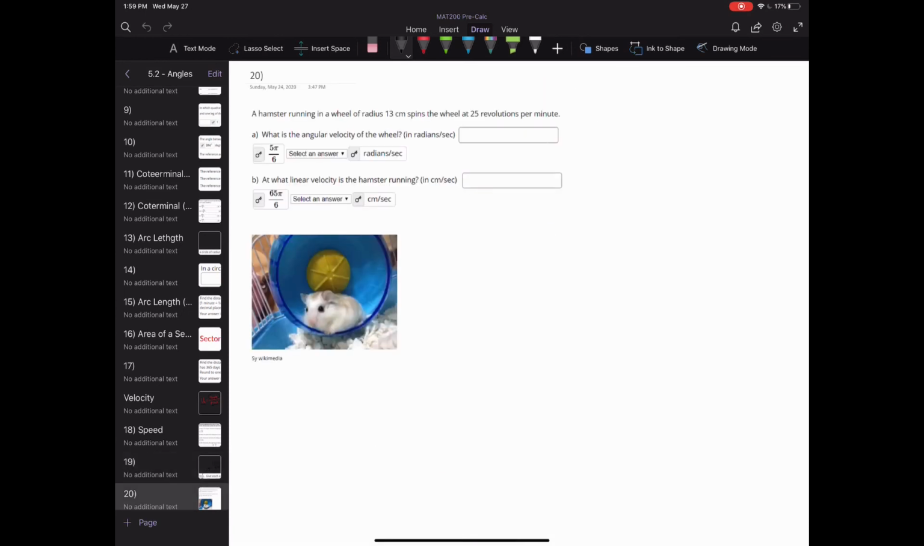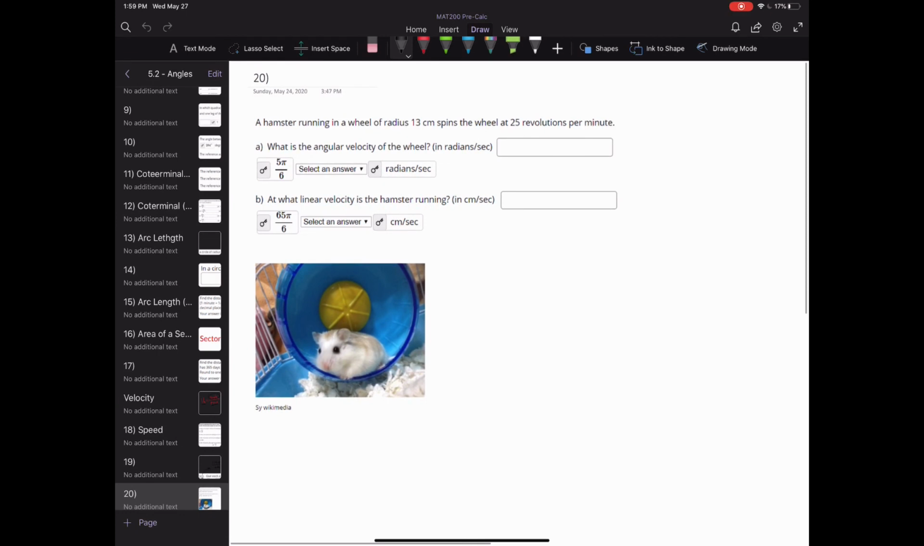Okay, last but not least, a hamster running in a wheel of radius 13 centimeters. Let's see if I could draw it here. So the radius is 13 centimeters. Spins the wheel at 25 revolutions per minute. Again, I'm looking at the units. What is the angular velocity in radians per second?